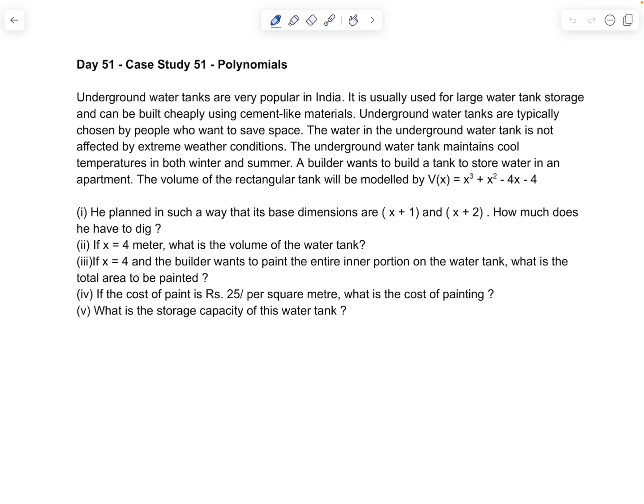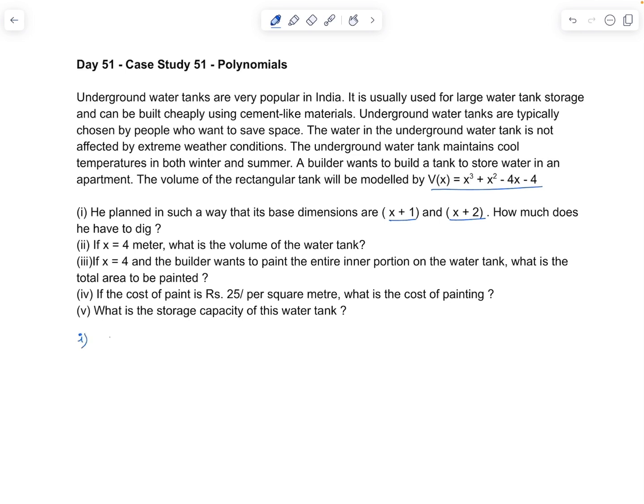A builder wants to build a tank to store water in an apartment. The volume of the rectangular tank will be modeled by V of x is equal to x cube plus x square minus 4x minus 4. Question 1. He planned in such a way that its base dimensions are x plus 1 and x plus 2. How much does he have to dig?